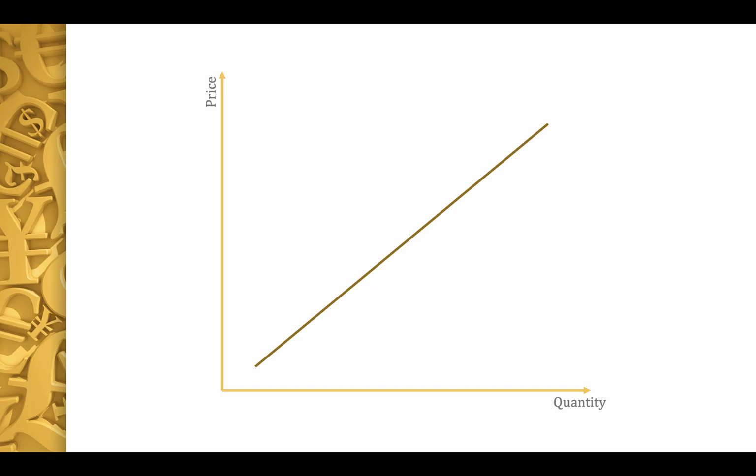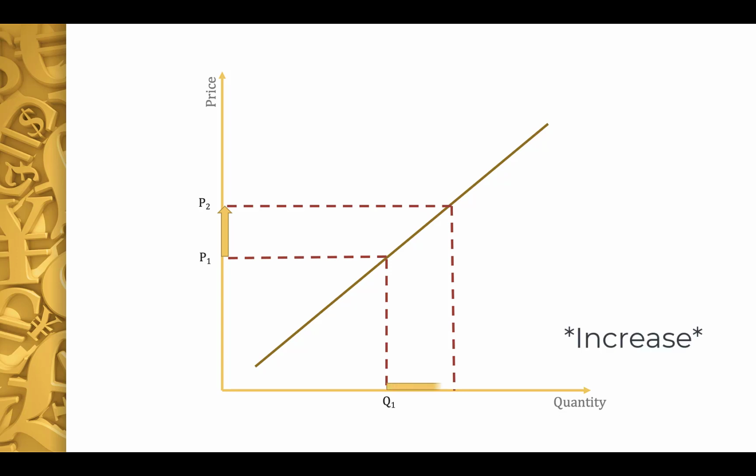When price drives changes in the quantity of goods supplied, it's reflected in a shift along the same supply curve. That is to say, at a price of P1 per widget, the quantity supplied is Q1 widgets, but if the price increases from P1 to P2, the quantity of widgets supplied would increase from Q1 to Q2. This is reflective of the law of supply.